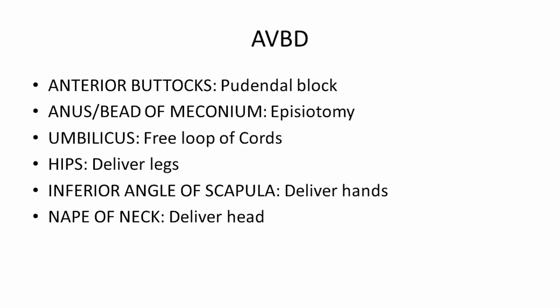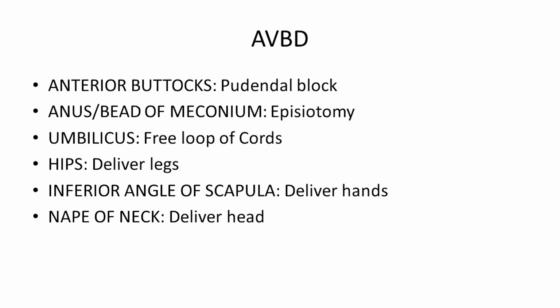Now, these maneuvers are usually done when we come across certain critical anatomical landmarks. I'm going to quickly run through some of these landmarks. Once the anterior buttock is seen, one should give a pudendal block. Once a bit of meconium on the anus is seen, episiotomy should be performed. Once the baby delivers up to the umbilicus, we should free a loop of cord to prevent cord compression. Once the hips are seen, the legs should be delivered.